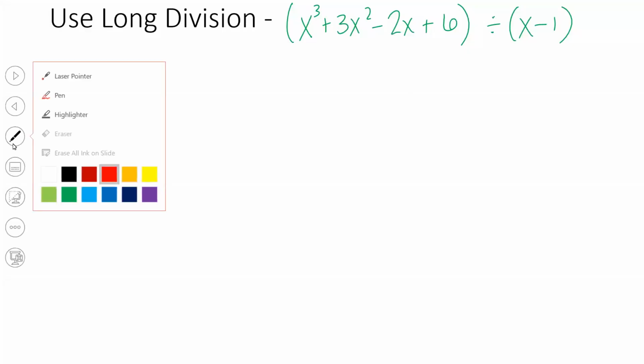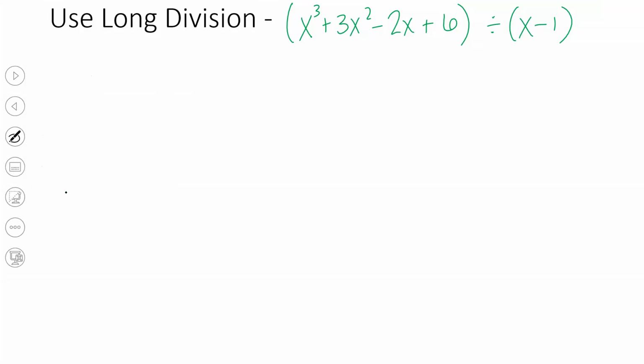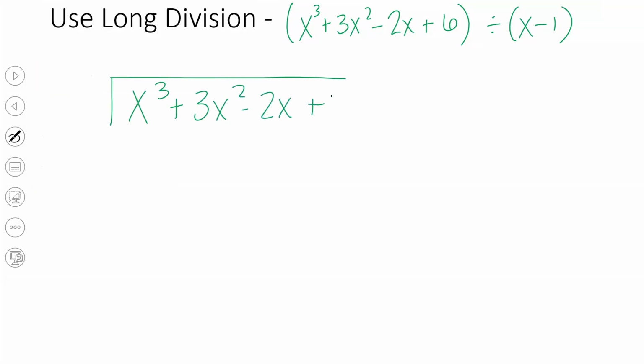First thing, in order to do long division, is this has to be in order, and I cannot have any missing terms. Is it in order? Yeah. And is there anything missing? No. So then I can go ahead and make my division house. x cubed plus 3x squared minus 2x plus 6. And I'm dividing by x minus 1.